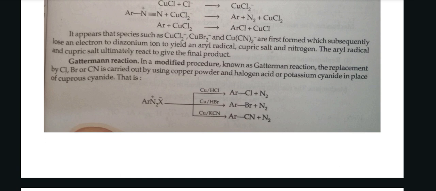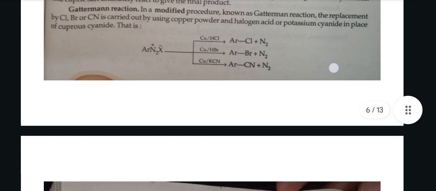Ultimately reacts to give the final product. Gattermann reaction: in a modified procedure known as the Gattermann reaction, the replacement of chlorine, bromine, or CN is carried out by using copper powder and halogen acid or potassium cyanide in place of cuprous cyanide. This is given below.